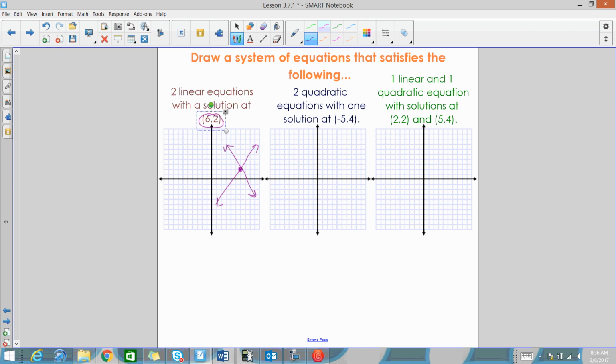Now the second one is two quadratic equations with one solution at -5, 4. So again, we're going to start at -5, 4: left 5, up 4. If you're going to draw two quadratics with one solution, the best way to do this is to have that be the vertex of both of them. So both of these quadratics have a vertex at -5, 4.